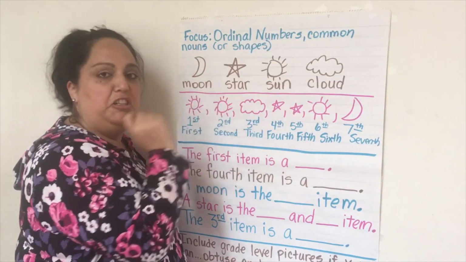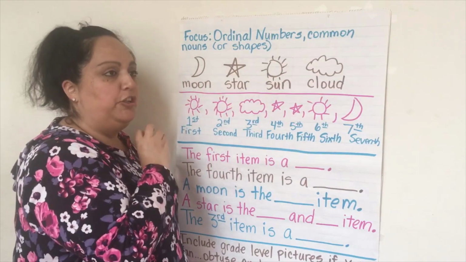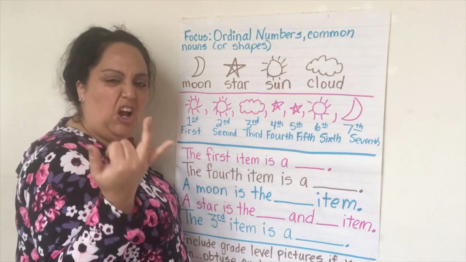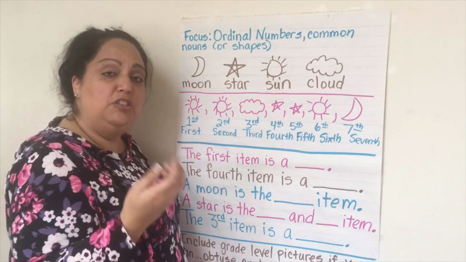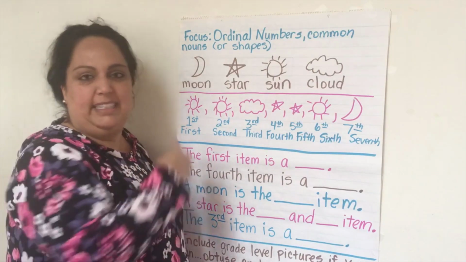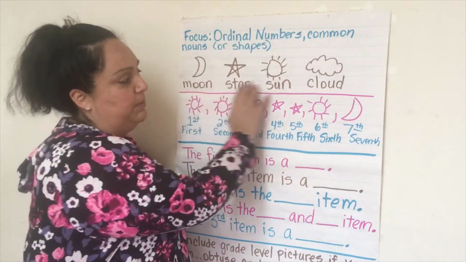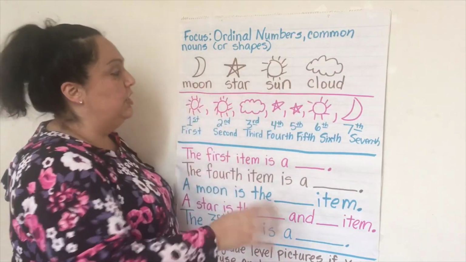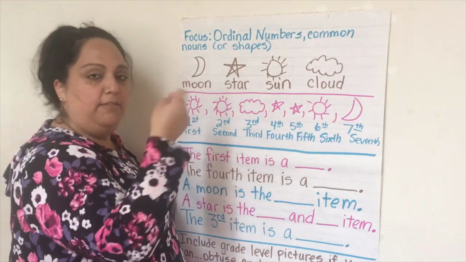If you're 3rd grade and you want to do 3rd grade math shapes, hexagon, octagon, it's great if you could use some grade level vocabulary, right? So if you're studying deserts, right, things in a desert, whatever. But for here, I just put some common nouns. So I'm going to go over this with the kids and I'm going to have them draw and write.